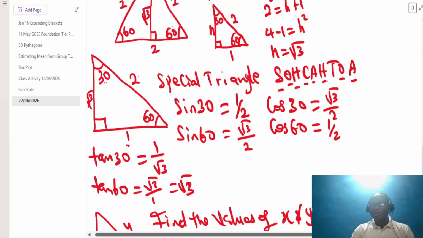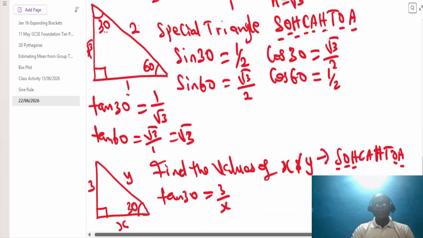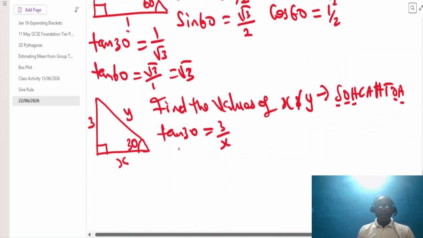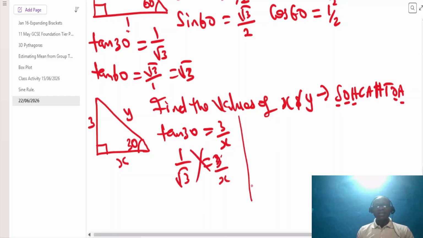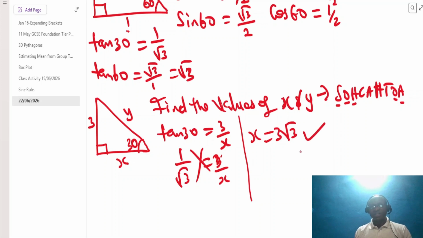So I now represent tan 30 as 1 over root 3, equal to 3 over X. I cross multiply. This means that the value of X will be 3 times root 3, which is 3 root 3, and my answer is gotten. Can you see it now? As far as this 30 is here, and 3 is the opposite of that 30, the value that should be here is 3 root 3. Can you see that?